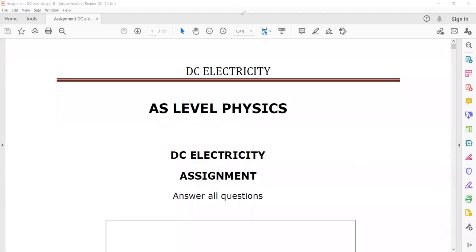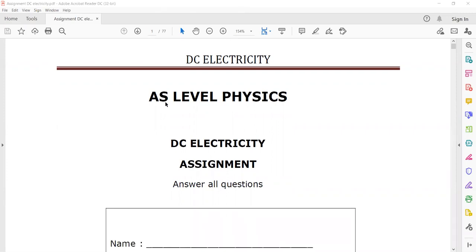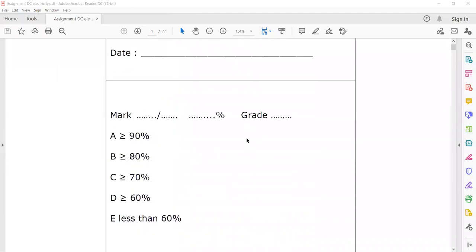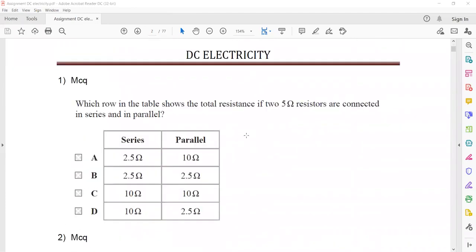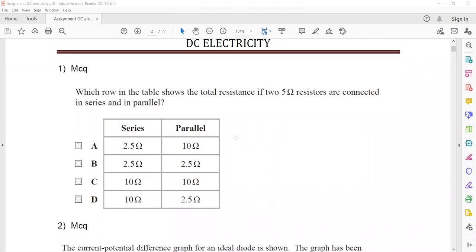Good evening, everyone. This one is AS level physics, unit 2, topic wise questions on DC electricity. In this session, I will discuss some questions related to DC electricity. That's the first topic of unit 2 of IAL physics.